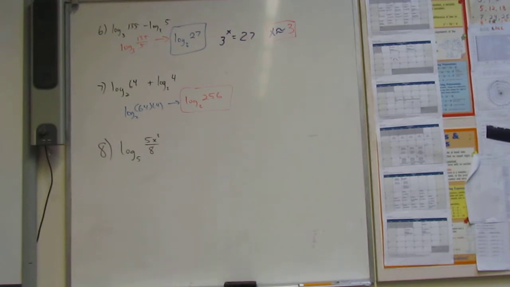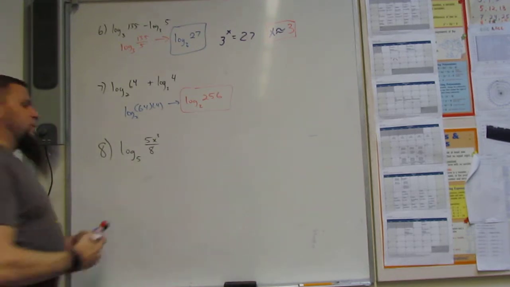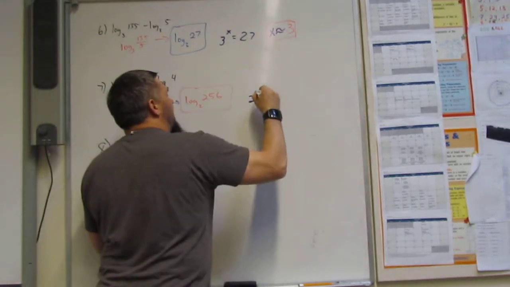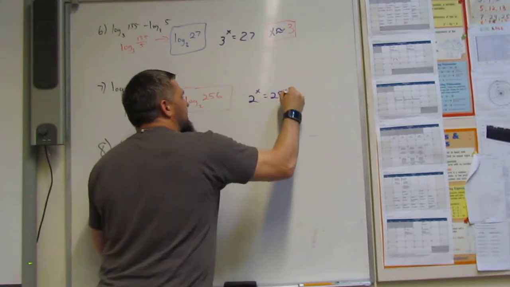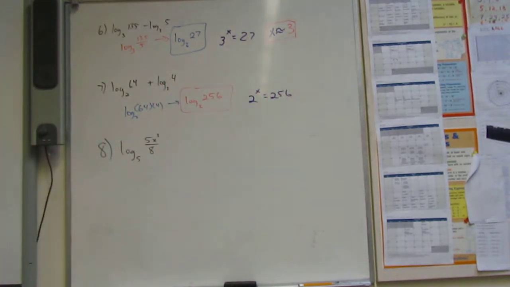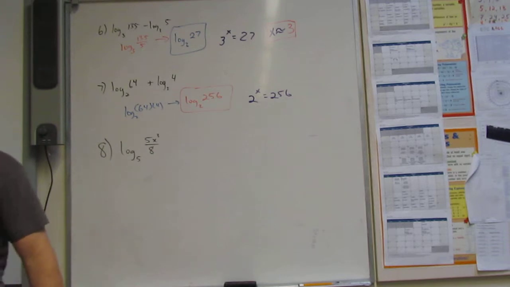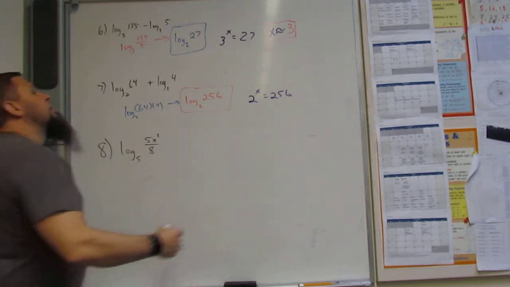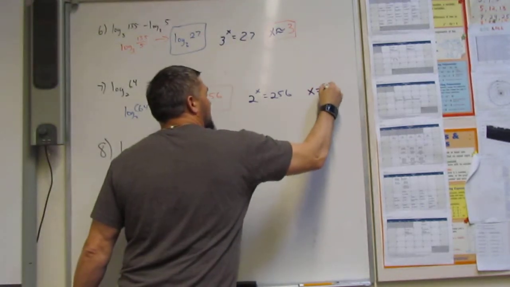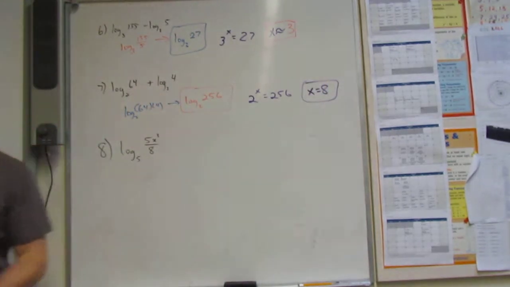But we should again know that 2 to some power is equal to 256, and we should know by now what that power is. We know that 2 to the 4th is 16, to the 5th should be 32, to the 6th, 64, to the 7th, 128, to the 8th, 256. Okay? An extra point.